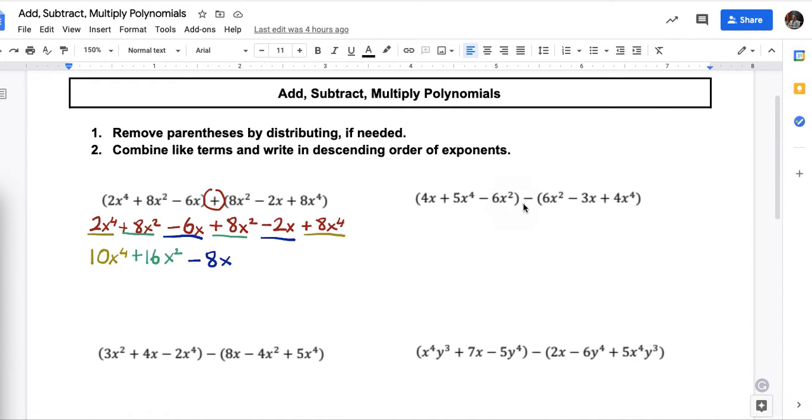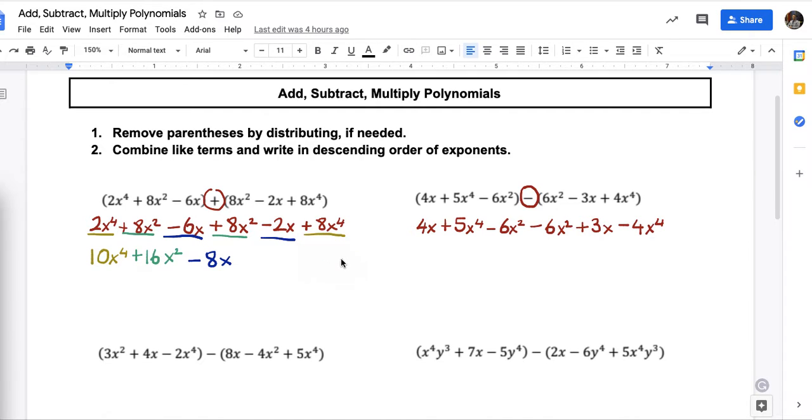The second one is a little bit different because we have a negative here. We're taking this polynomial and subtracting this polynomial. To do that, we distribute the negative into the parentheses as we remove them. The first parentheses just disappears and stays as is, so 4x plus 5x to the 4 minus 6x squared. Now we remember we're subtracting 6x squared, so minus 6x squared. We're subtracting negative 3x, so that's plus 3x. And we're subtracting positive 4x to the 4, so that's minus 4x to the 4.